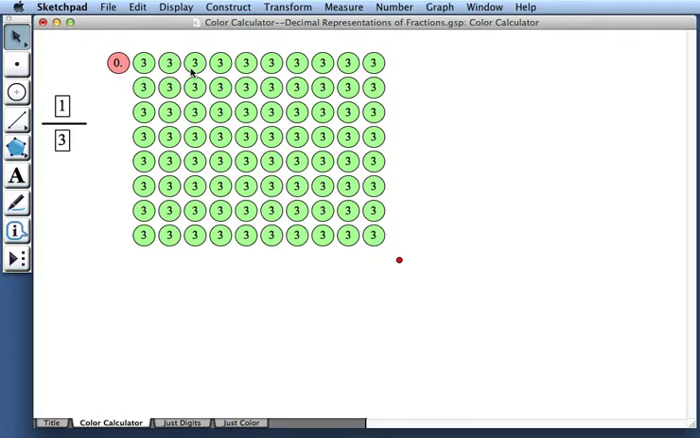It's 0.333333, and so on. This is a repeating decimal. And notice again that all 3's are green and my 0 is red. Let's try a more interesting fraction. How about instead of 1/3, we try 1/7?